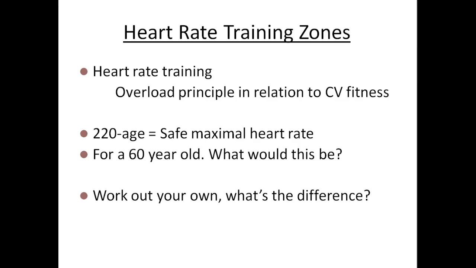So heart rate training zones. Roughly we're going to use the 220 minus your age as a safe maximal heart rate. So for a 60-year-old, what I want you to do is work out what this would be. What is their maximal heart rate? Now work out your own, so that's 220 minus your age, and that's your maximal heart rate. Now what's the difference between your maximal heart rate and the 60-year-old's maximal heart rate? Just write that down. Should be quite a difference.